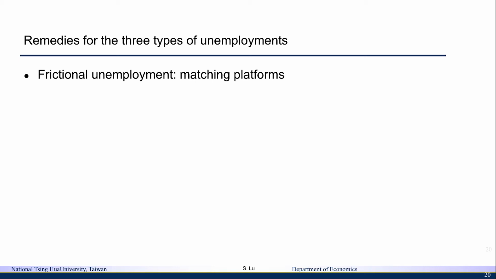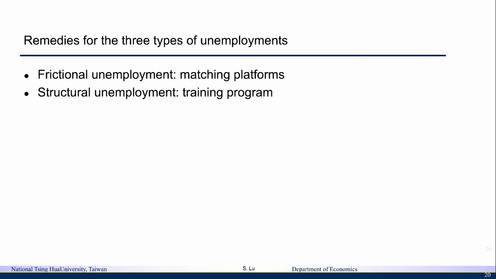So to reduce frictional unemployment, what the government can do is reduce the time to search and match. The best way to do that is to create a matching platform. For example, we can set up an internet website for job matching, or we can have some job fairs such that the people looking for jobs and the people looking for workers can meet, and then they can have a faster match. In that case, it will be able to reduce frictional unemployment.